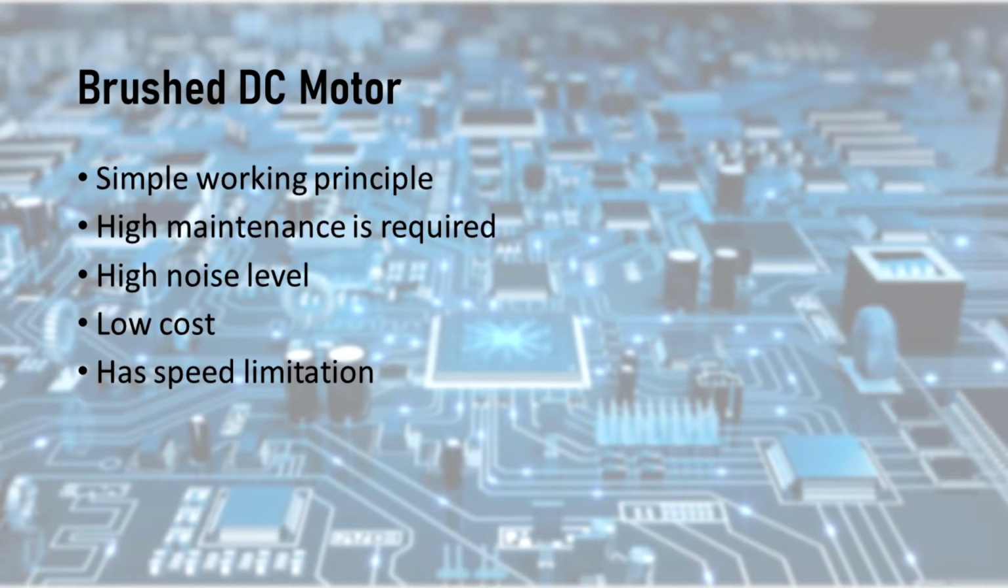A high maintenance is needed because the brushes wear over time. It also has a high noise level because of the contact between the brushes and commutator. It is cheap because it doesn't require expensive electronic parts. The speed is limited because the brushes wear quickly in high speed applications.